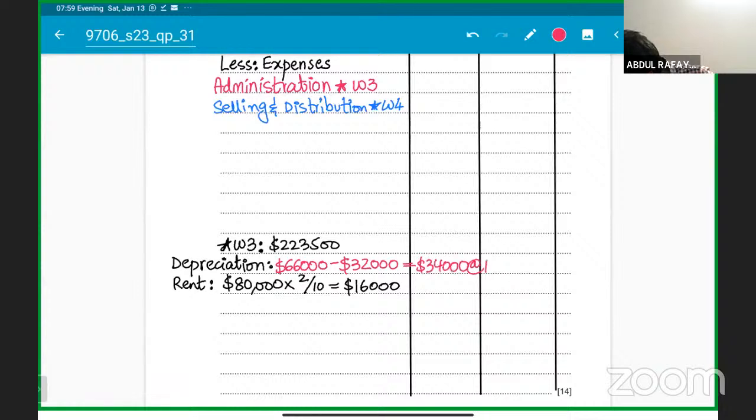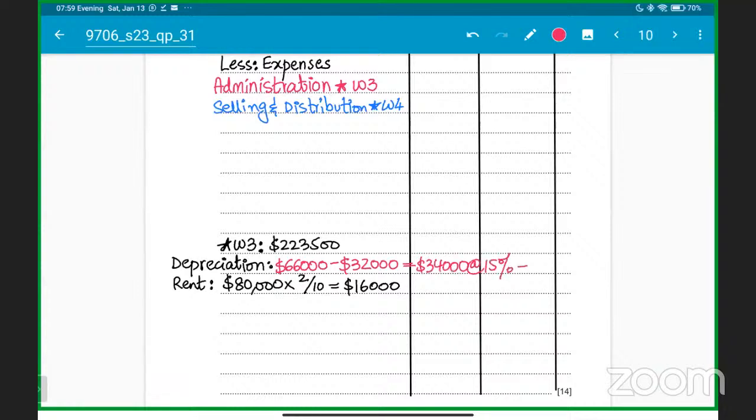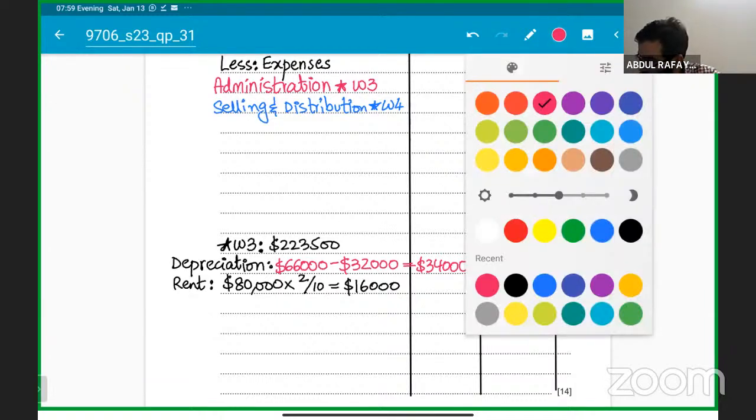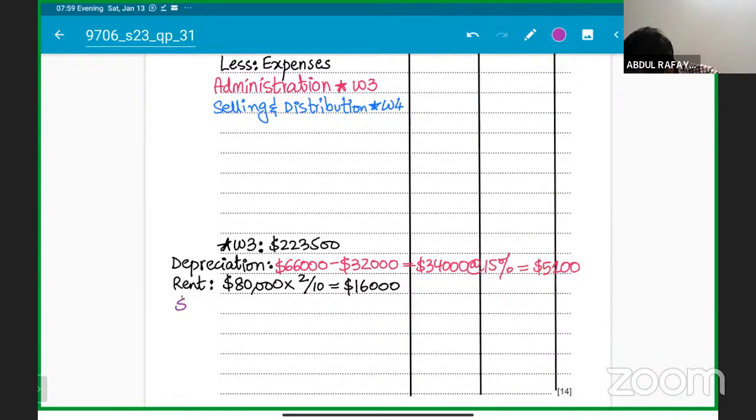Okay, guys, got it clear? Understood? So 34,000 into 15%, that is giving me 5,100. Add all of them and these will be your answers. Okay, so tell the examiner that here we go, I did it. 223,500 plus 16,000 of the rent and 5,100.